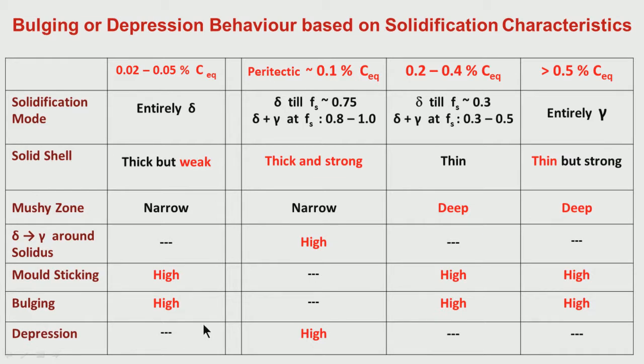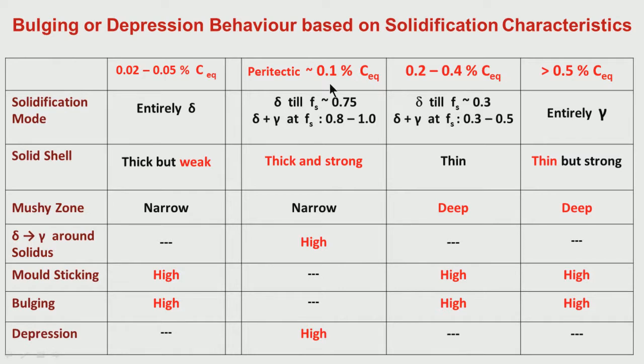That means shell shrinkage relatively will be less, because delta to gamma transformation is at much lower temperature and not in the crucial brittle temperature zone. So, what is happening? Sticking tendency is high, bulging tendency below the mold will be naturally high, and mold sticking tendency within the mold region will be high. So, for low carbon concentration, it is a sticking and bulging type of solidification behavior.